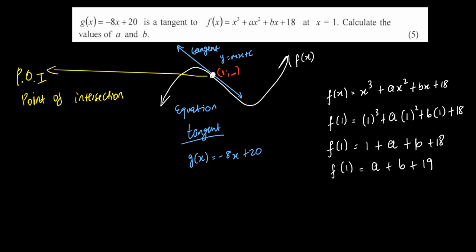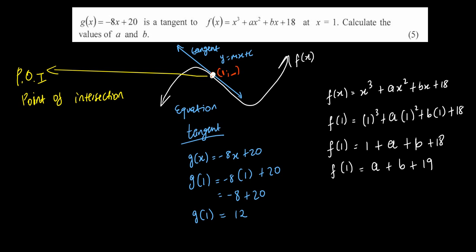Since this point does not only belong to the cubic, I can substitute the point on the tangent. You understand? So I can say g of 1 is equal to negative 8 into 1 plus 20. So that means I'm going to have negative 8 plus 20. So my answer is going to be what? 12. That is g of 1.